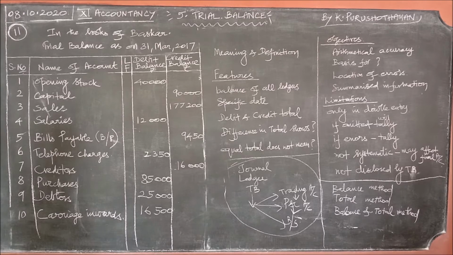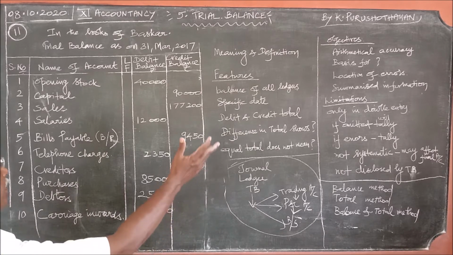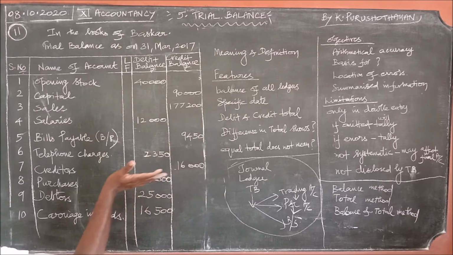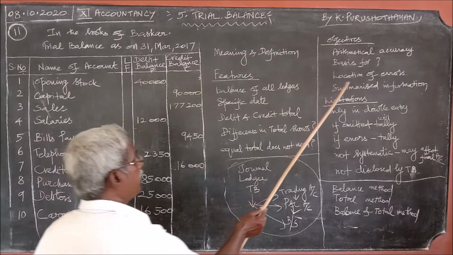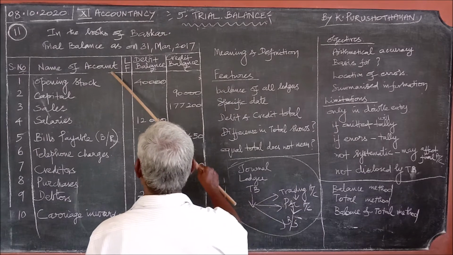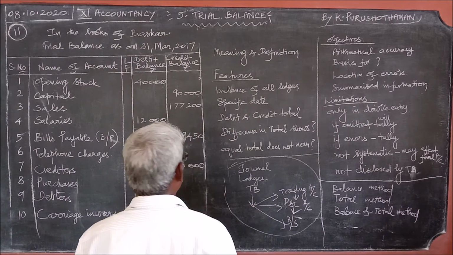But here, you need not turn the pages. All the balances are mentioned on the same page. You need not do that. If you just open this page, you can find the balances of all accounts. That is the summarized information. It is a summary of all the accounts.